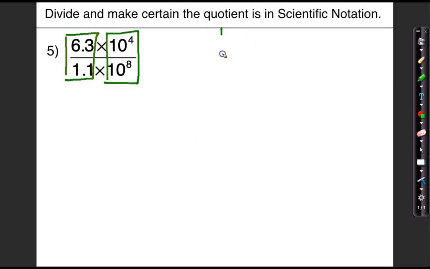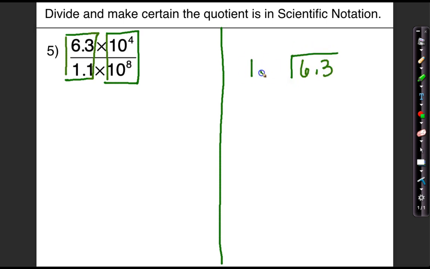So in order to figure out what this answer is, I'm going to have to do some side work. I need to figure out what 6.3 divided by 1.1 is. So let's do that. 6.3 divided by 1.1. When dividing by decimals, it's important to turn those decimals into whole numbers. So in order to turn 1.1 into a whole number, we're going to move it once to the right. So we'll do the same on the inside. We're going to bring up that decimal.